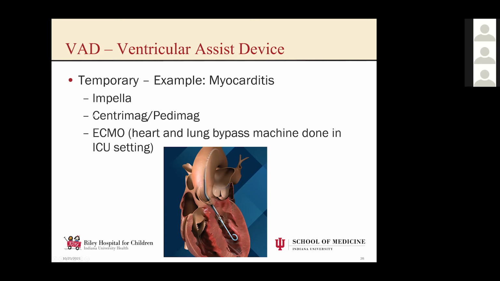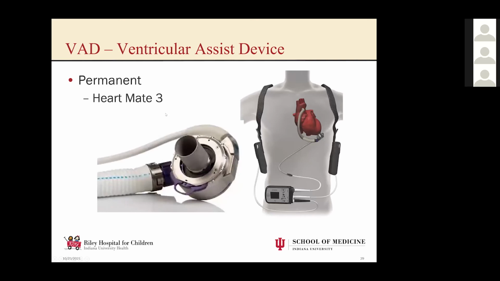Other modalities are ECMO and PDMAG, CentroMag, which I don't have highlighted here. Other options are permanent ventricular assist devices. These are surgically implanted in a patient with the goal to get them home. This is the HeartMate 3, which is one of the more common ones placed these days.